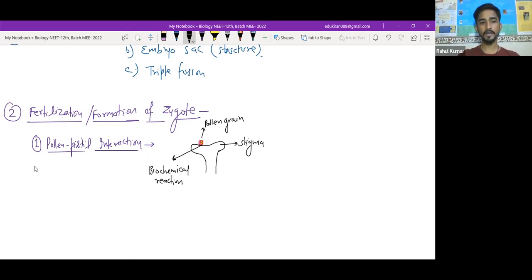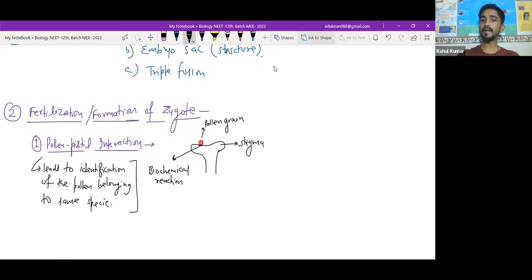So write down, the pollen pistil interaction leads to identification of the pollen belonging to the same species. Belonging to same species. Okay. And this decides the compatibility. Once the compatibility is there and this interaction is successful, then this pollen grain is allowed to form a pollen tube. Okay. Is it clear?